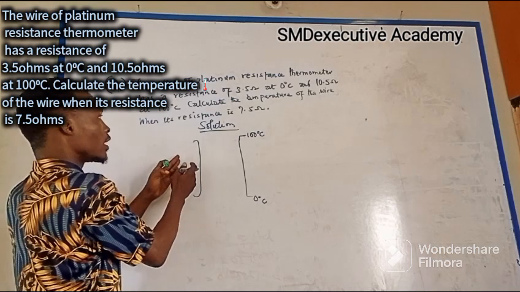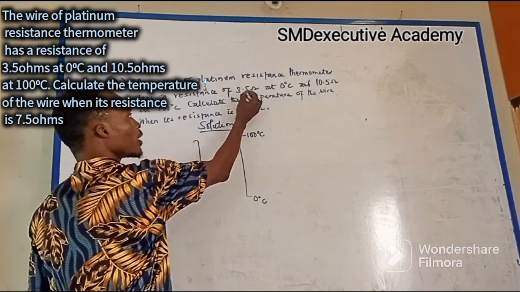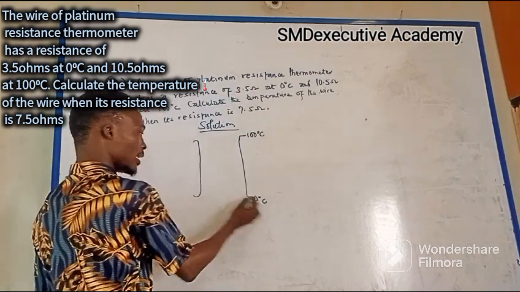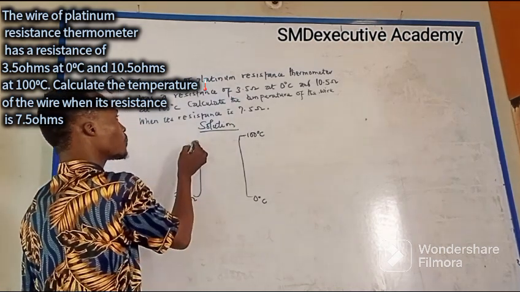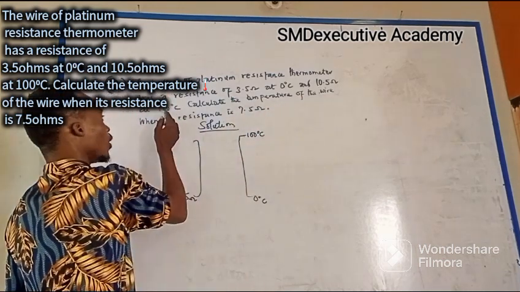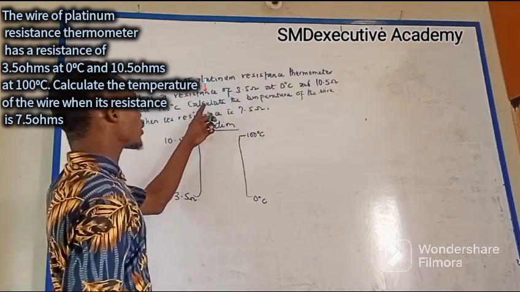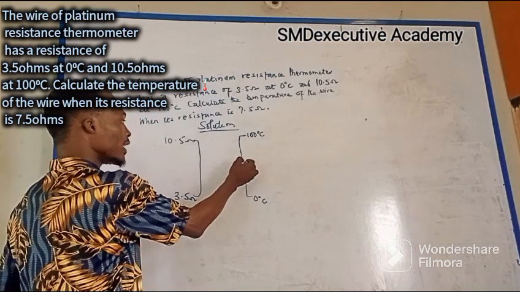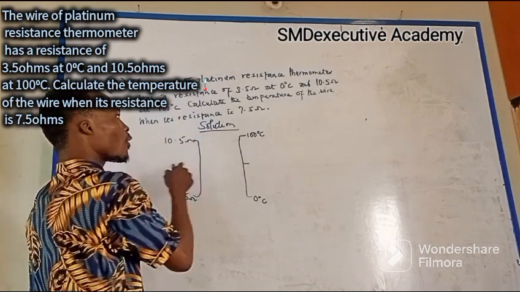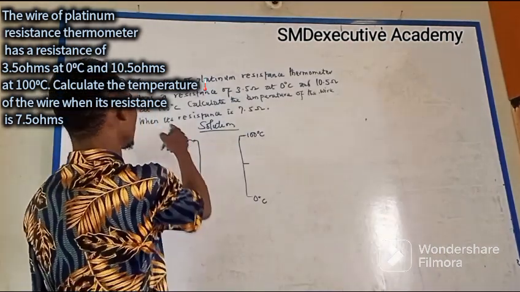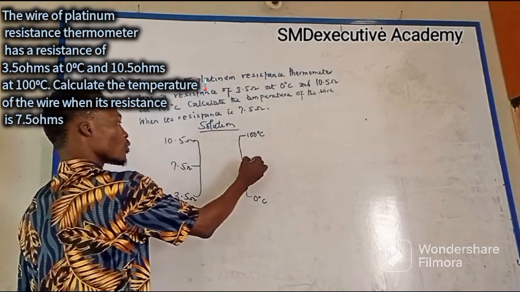But for your platinum resistance thermometer, the lower fixed point is 3.5 ohms at 0 degrees Celsius. Then the upper fixed point is 10.5 ohms at 100 degrees Celsius. Then calculate the temperature of the wire. What temperature will it be if 3.5 is giving 0 degrees Celsius and 10.5 is giving 100? What will be the temperature when the platinum thermometer is reading 7.5 ohms?